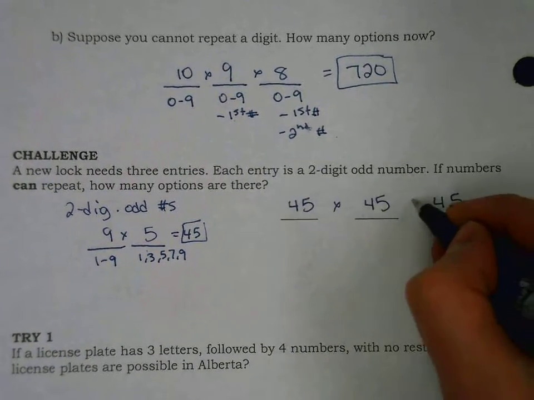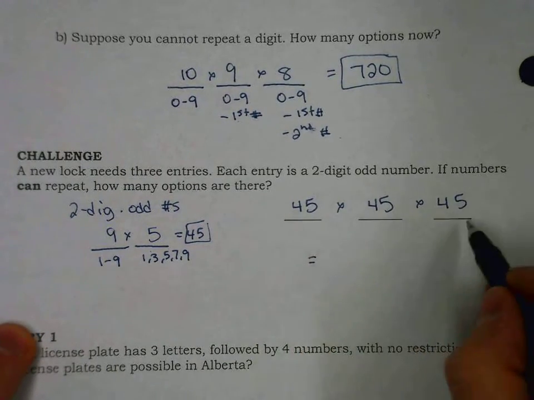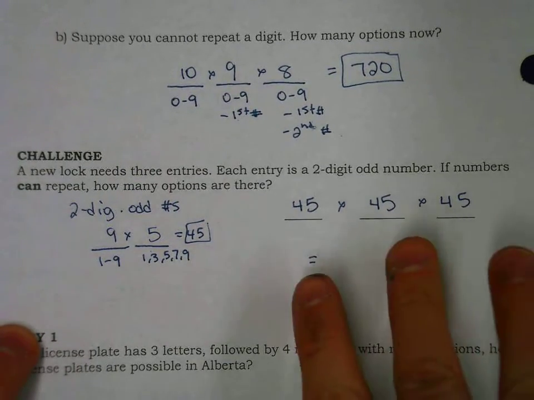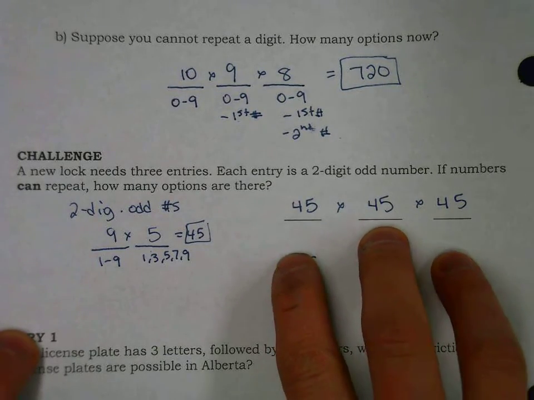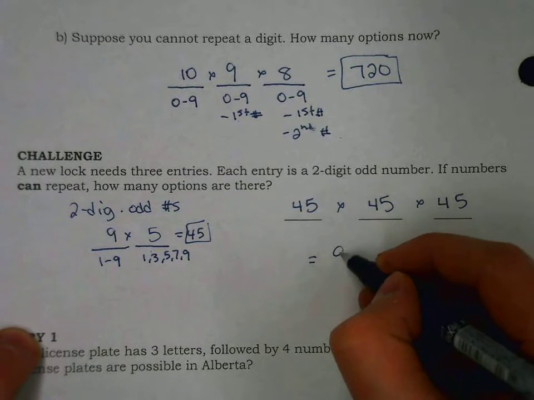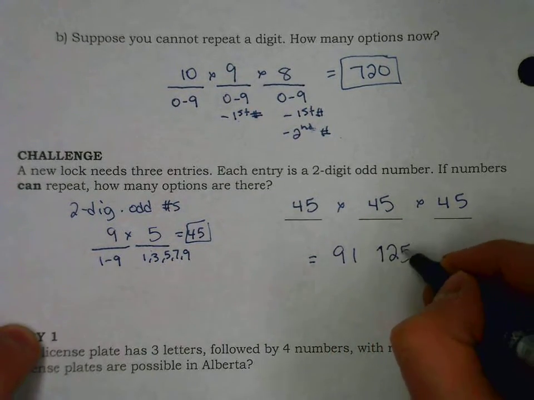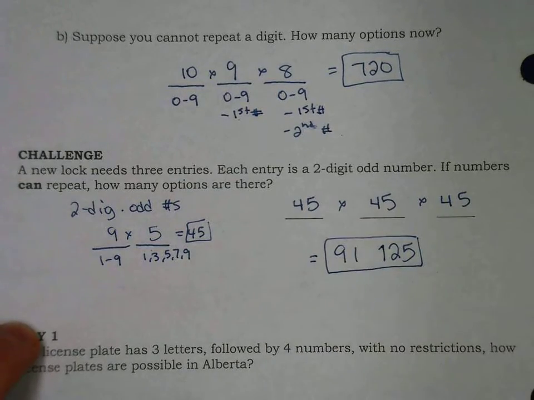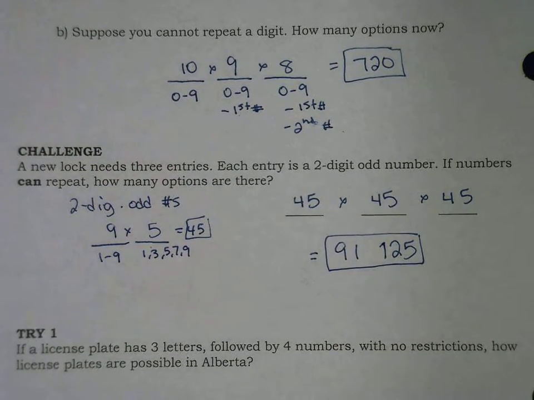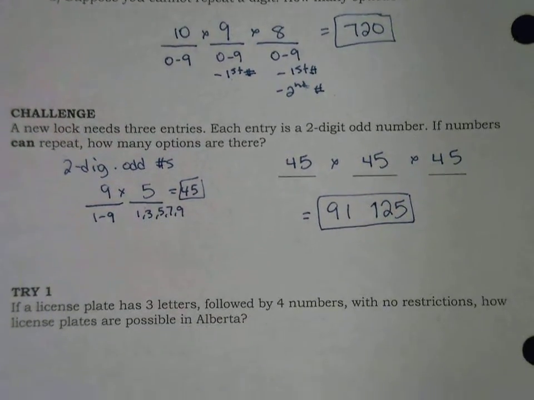And if you multiply those together, they should give us the total number of 2-digit odd number entries for a lock with 3 of these spaces. So multiply those together, and you would end up with 91,125 possible lock permutations. Now, this is a bit of a challenging one, which you would probably see towards the end of an assignment, but it still gets you thinking about what's possible.